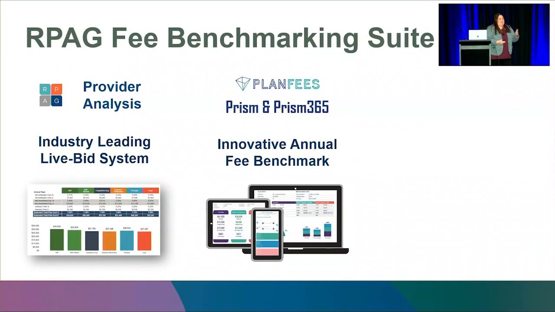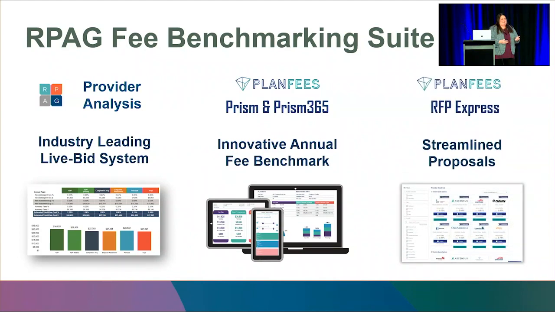And from that, again, just a little recap, the existing reports that we have: current provider analysis, live bid benchmarking, 500 data points in there about your providers. We move to our annual fee benchmarking report, Plan Fees Prism, now having also the advisor Prism 365 fee reporting feature. And our new addition, RFP Express. So really focusing on streamlined, quick, and instantaneous proposals.